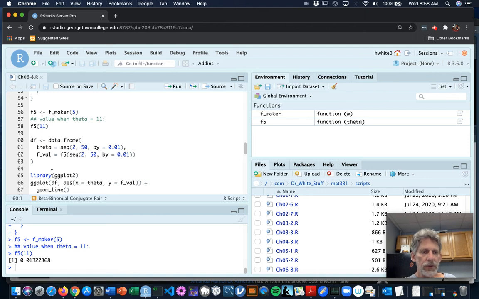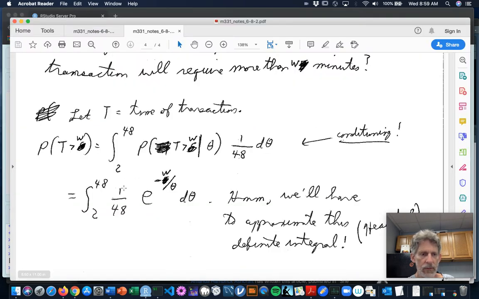Now what I'm going to do is just show you what the integrand of this definite integral looks like. So here's the integrand. I'm going to show you a graph of that where the w is 5. So I'm going to show you a graph of that f5 function we just made.